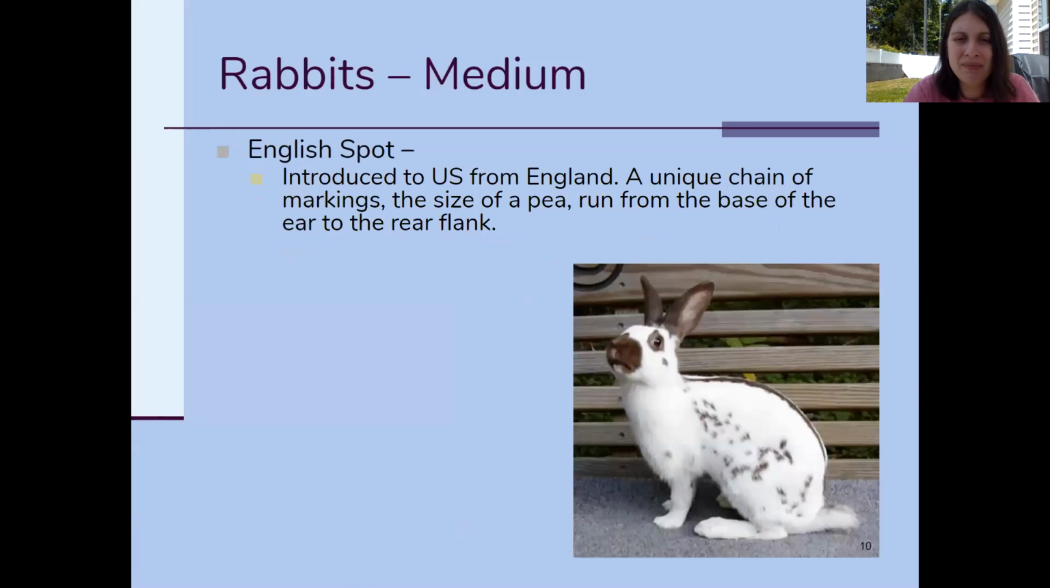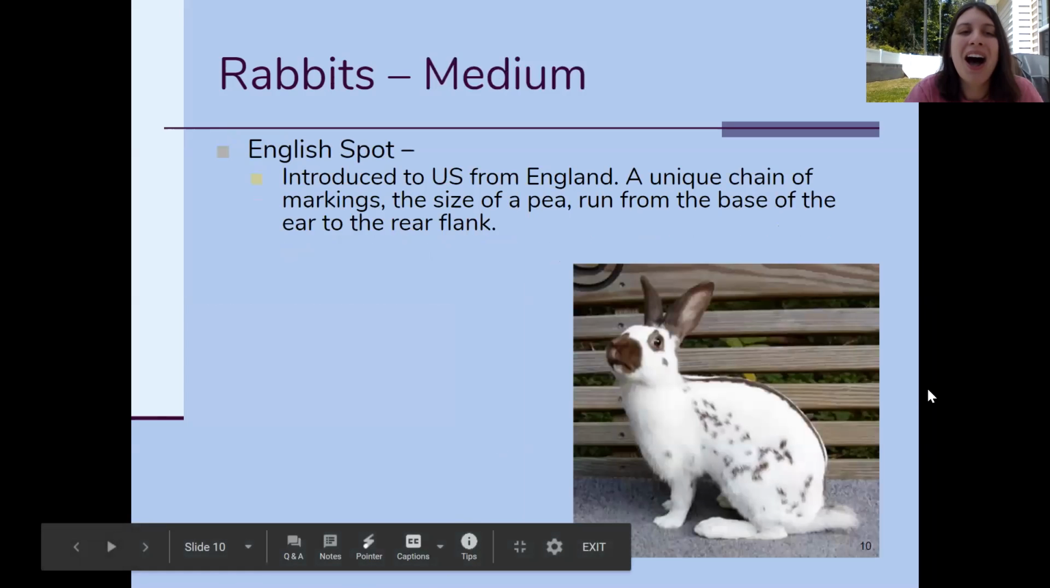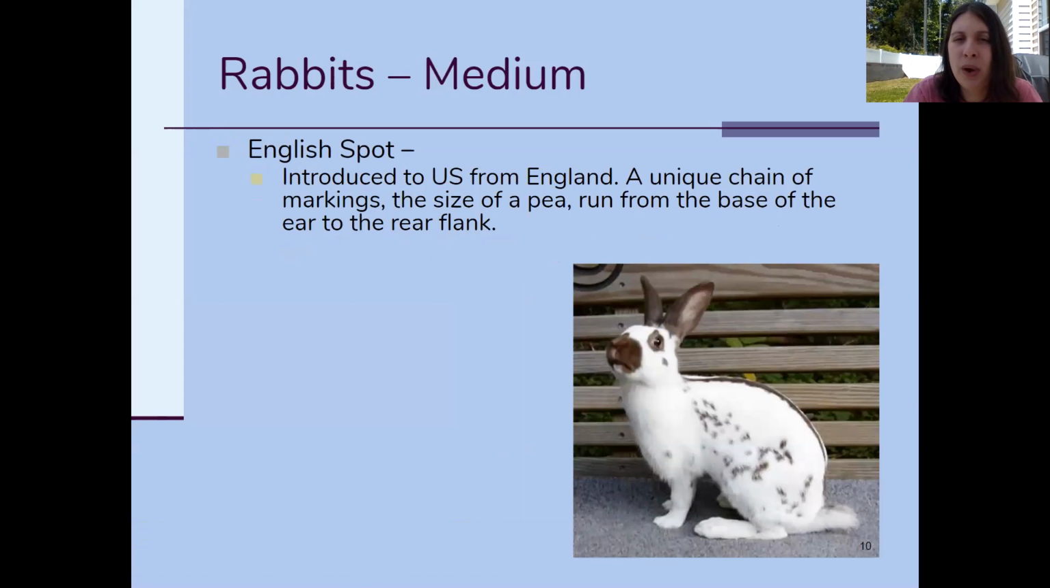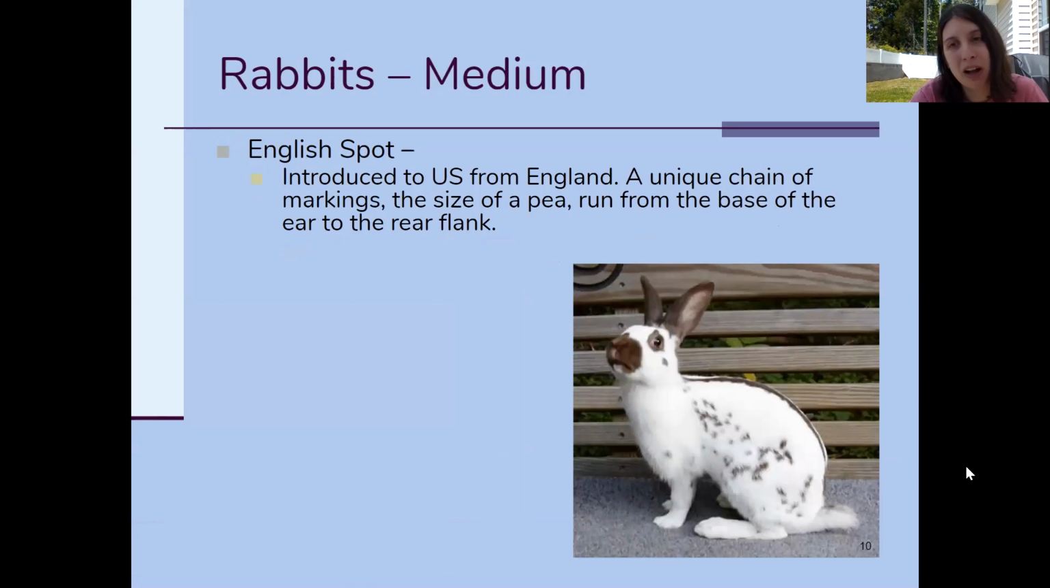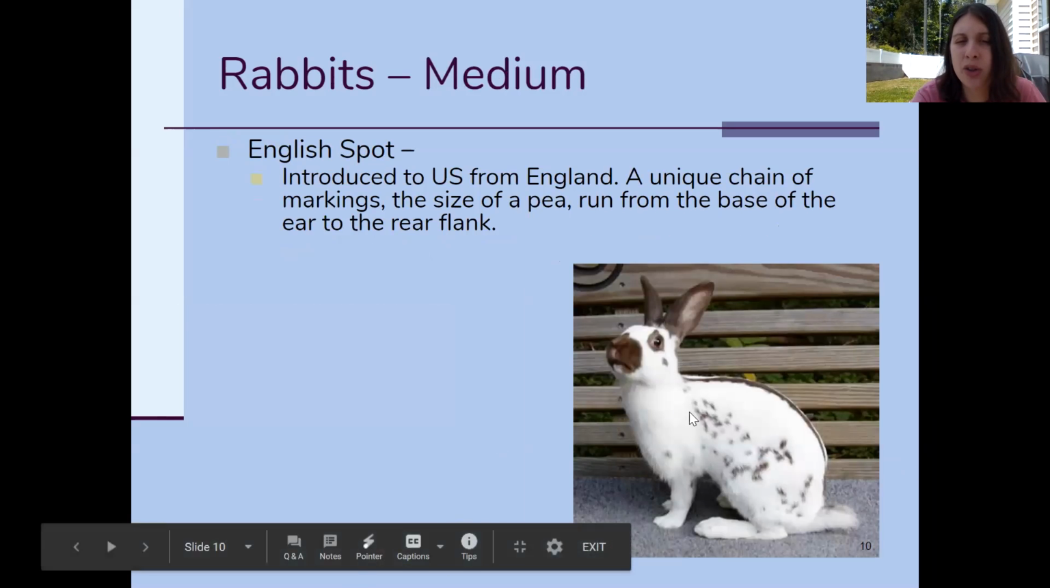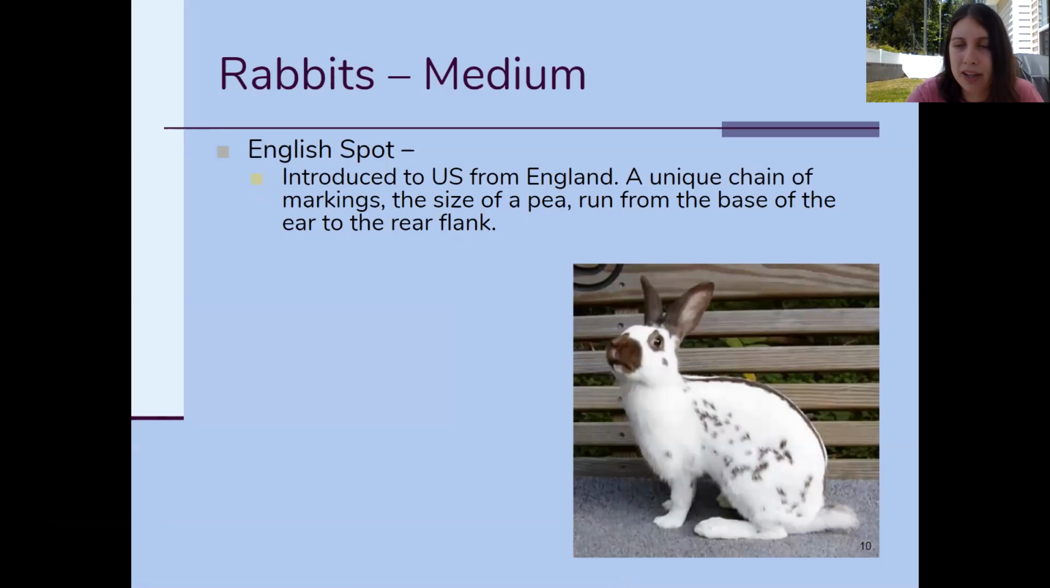The English spot, bet you can't tell me who this looks like. The English spot was introduced from England. It was brought over to the US. People really liked it because it's got all these unique little markings. It's almost kind of speckled or spotted, that run from the base of its ear all the way down to its side or its flank. The spots are all very unique. You're never going to find a rabbit that has exactly the same spots, just like you're never going to find a Dalmatian with the exact same setting of spots.